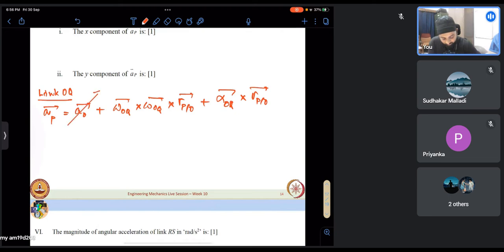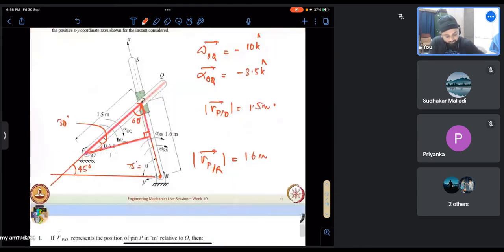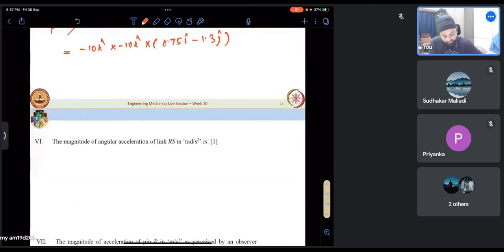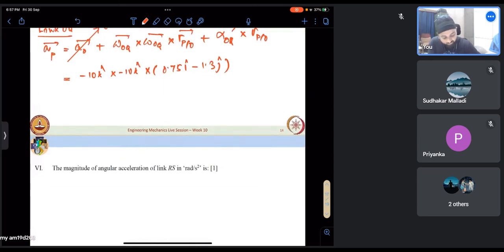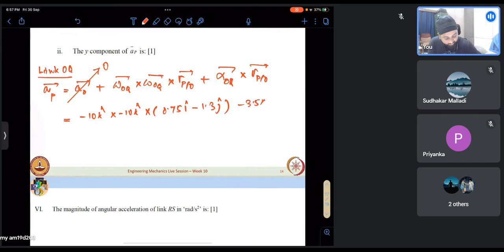The acceleration of O is 0. It is minus 10k cross minus 10k cross this, which we found out as 0.75 I minus 1.3 J, and alpha was given to be minus 3.5. So this is minus 3.5 k cross, same thing, 0.75 I minus 1.3 J. So this is the absolute acceleration of pin P, because it is connected to the link OQ. So this we can calculate.